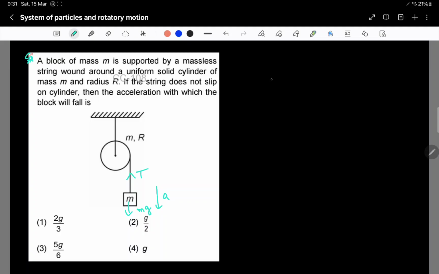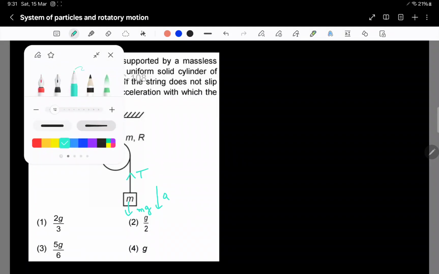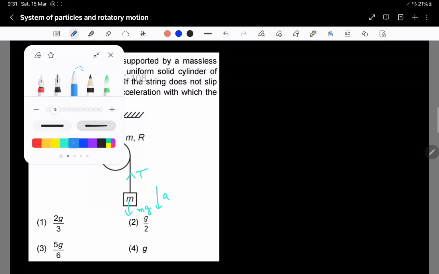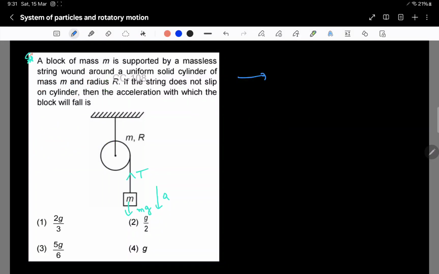So net force equals mass into acceleration: mg minus tension equals mass into acceleration. Free body diagram, very well this one. So how to calculate the tension is very important, students.